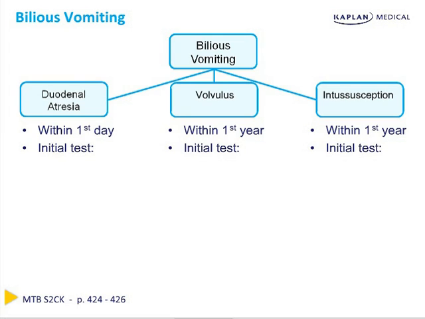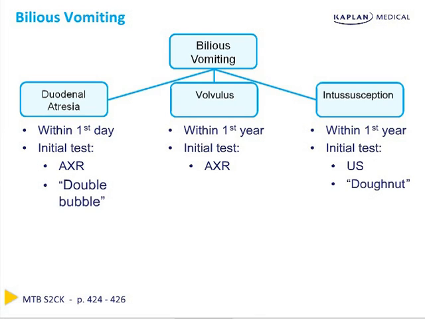And then we've got to decide what's the best initial test. Now in the first two, you're going to glean a lot of information from an abdominal x-ray. But in intussusception, the best initial test is an ultrasound. A lot of that is because if you have that palpable finding on your physical exam, especially if it's on the right side, an ultrasound will give you a lot of information that an abdominal x-ray will not. Look for the donut sign in the ultrasound of intussusception and the double bubble sign, typically seen in duodenal atresia.